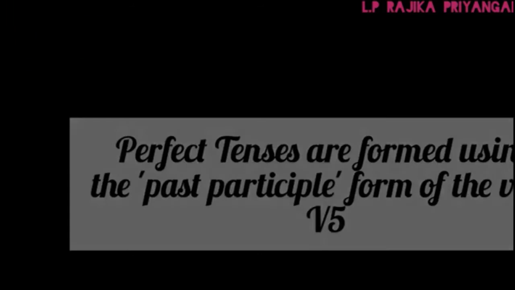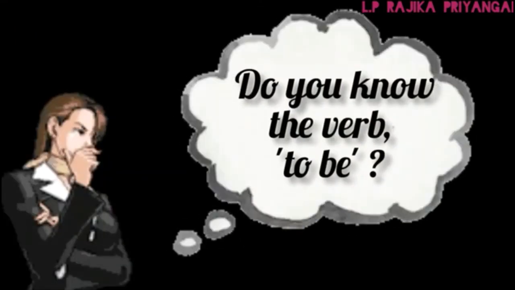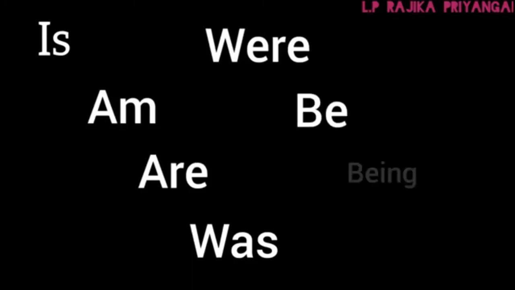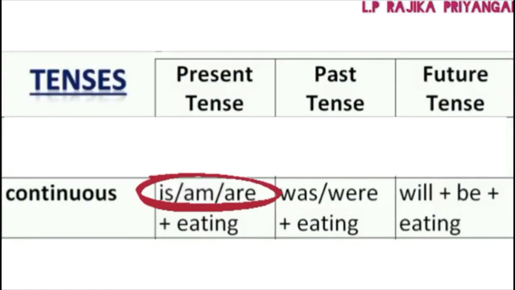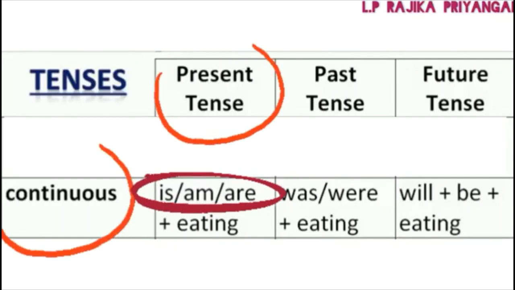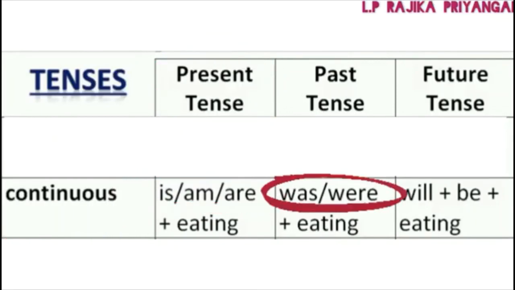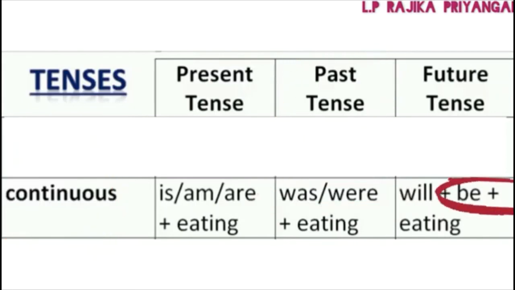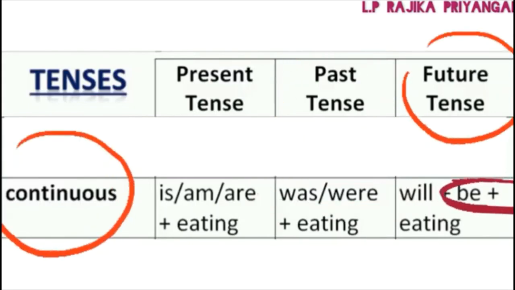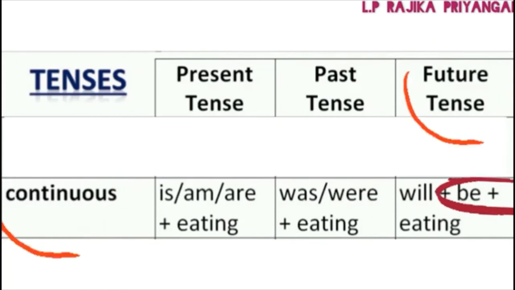I hope you know the parts of the verb to be. They are is, am, are, was, were, be, been. We use the verb to be to form the continuous tenses. We use is, am or are to form present continuous tense, was or were to form past continuous tense, and be to form future continuous tense.